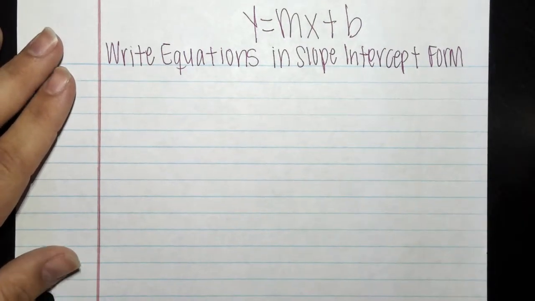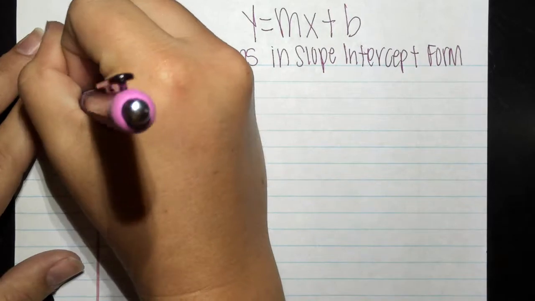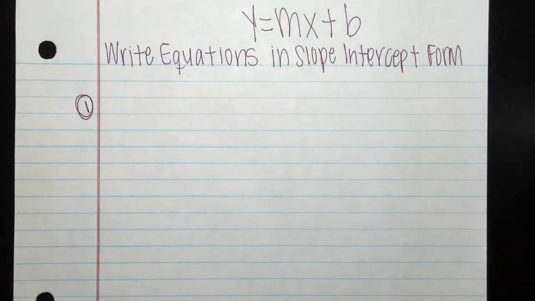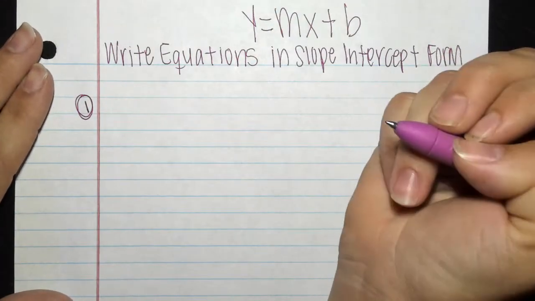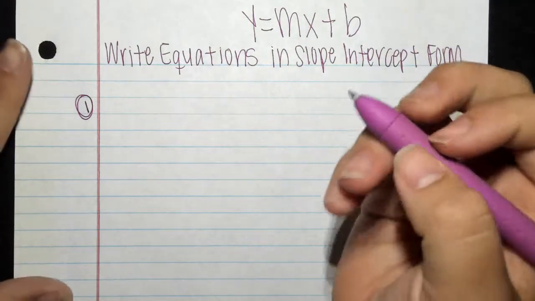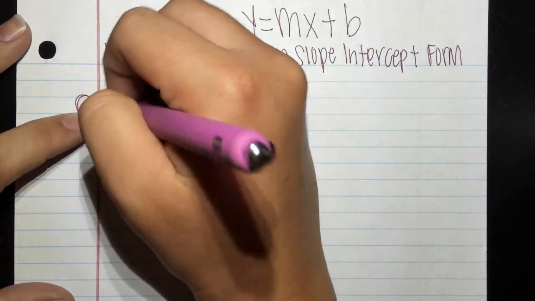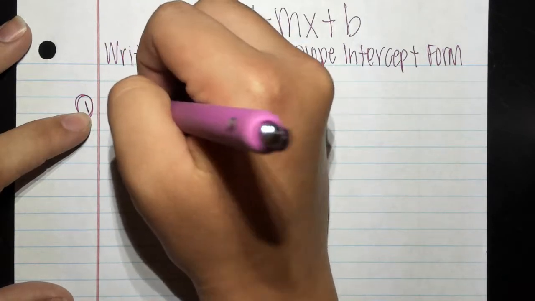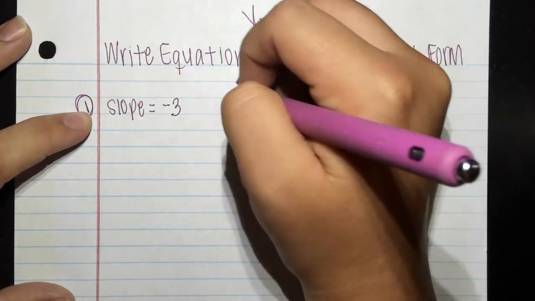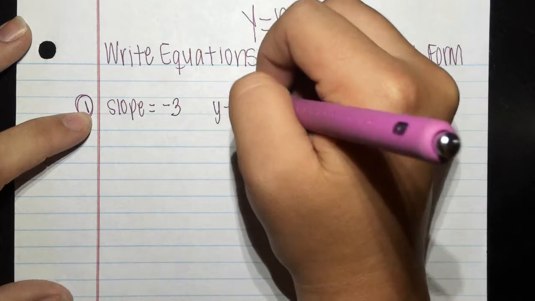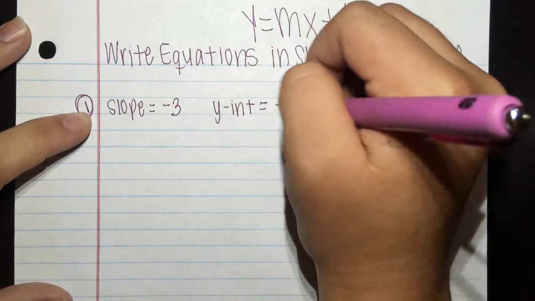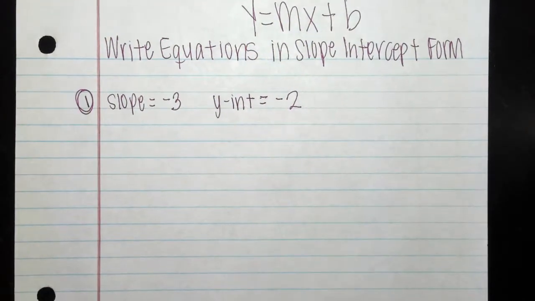Okay, so we have 3 scenarios. Scenario number 1. You're given, this is best case scenario, so this is not necessarily the hard ones. Your slope is equal to negative 3, and your y-intercept is equal to negative 2. Write this in slope-intercept form.